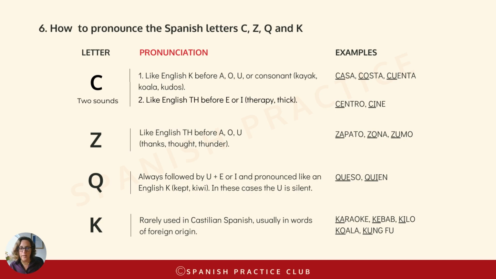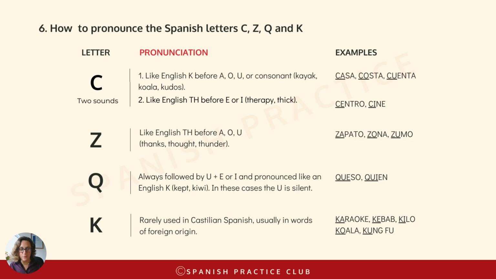Casa, costa, cuenta. On the other hand, if the same letter C is followed by the vowels E or I, the sound is very different. It is like your English TH, as in therapy or thick. You need to put your tongue between your teeth to generate the sound you need to pronounce words like centro, cine.